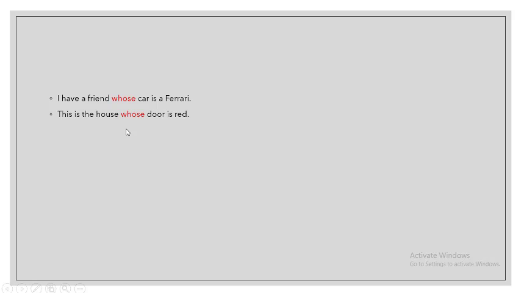See another example. This is the house whose door is red. The house has a door, right? And the door is in the house. So they are part of each other, right? So if you see things like this, we will use whose. Be careful. After the defining relative pronoun whose, we must see a noun because it's a possession.